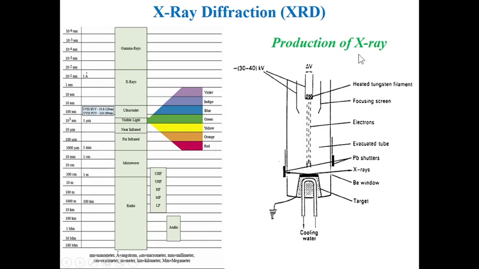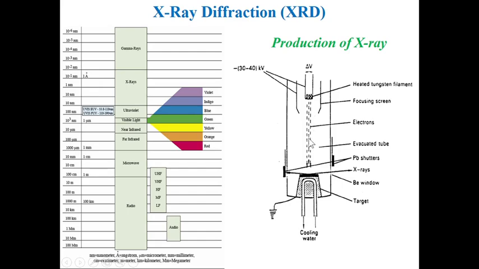So how has it been produced? Here a heated tungsten filament is used. By giving a high voltage of around 30 to 40 kilovolt to the tungsten filament, it will eject electrons.